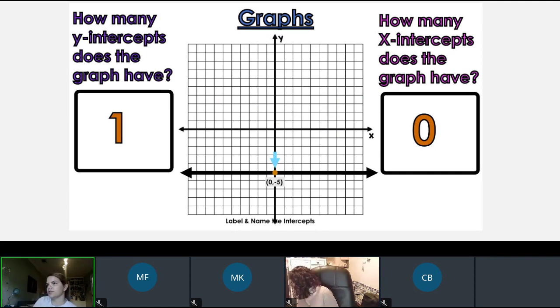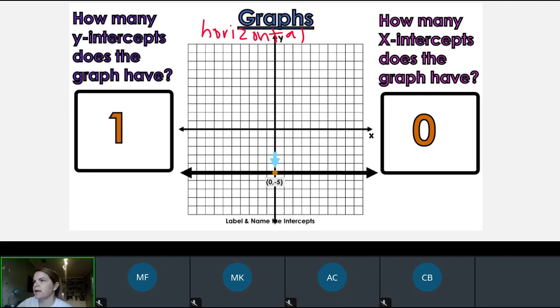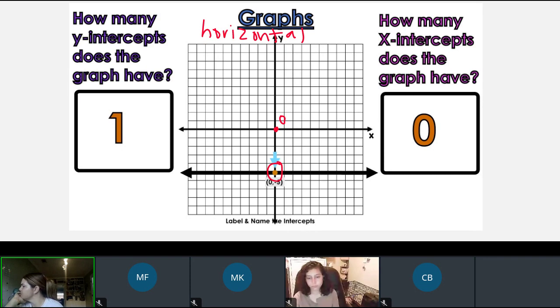All right, now this next one's a little tricky. This is what we call a horizontal line. It goes side to side. How many y-intercepts does it have? This is our origin, right? So it crosses down here. Okay, so now, does it have any x-intercepts? No. So it is possible to have one y-intercept and no x-intercepts.